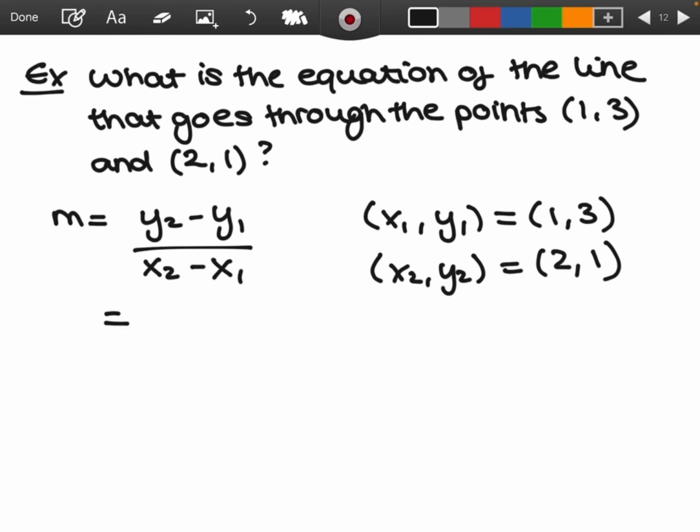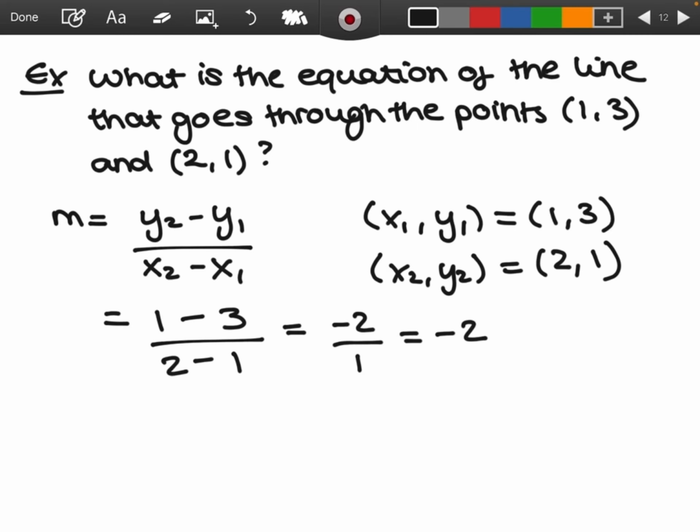So if I plug this in, I'm going to get y2, which is 1, minus y1 is 3, over x2 is 2, minus x1 is 1, which gives me negative 2 over 1, which is just negative 2. So that agrees with what I actually had before, okay? My slope was negative 2.